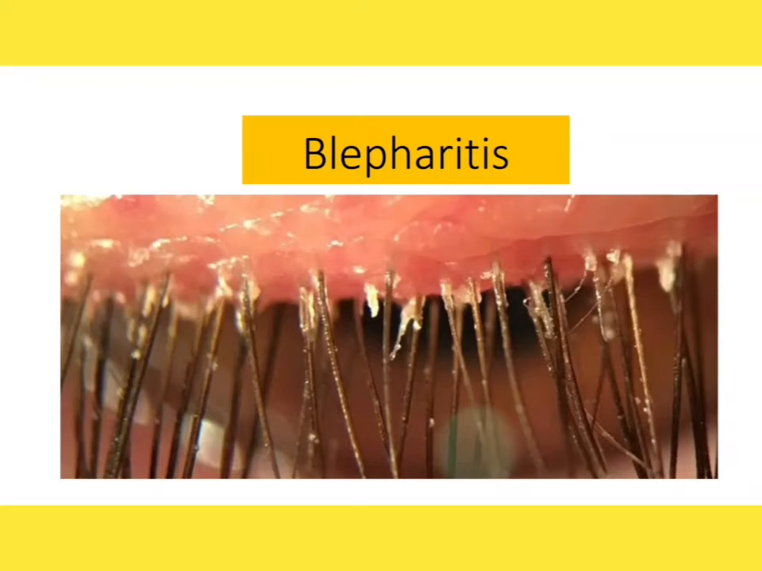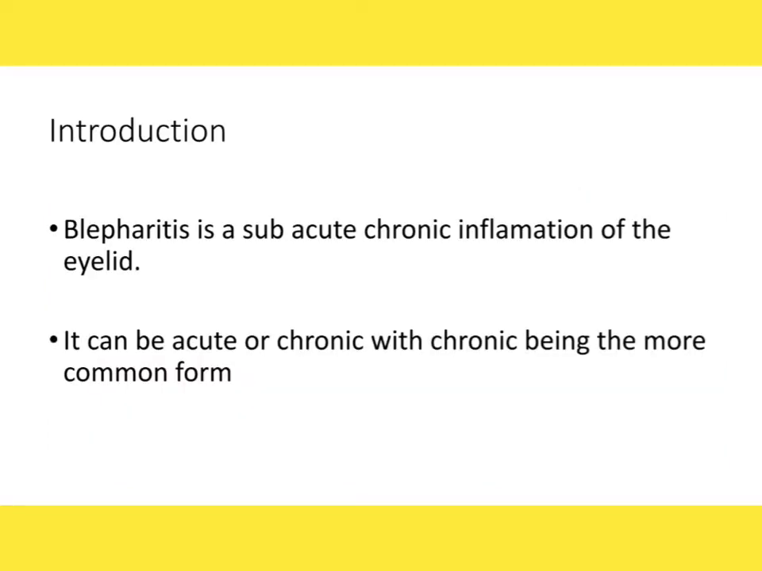Today in this video I'm going to discuss a very important topic that we should know, that is blepharitis. Okay, so let's start. Before going to the discussion on blepharitis, first of all let us have a brief idea about it. As we all know, blepharitis is a subacute or chronic inflammatory process of the lid margin, and as I mentioned, it's acute or chronic, with chronic being the more common form.